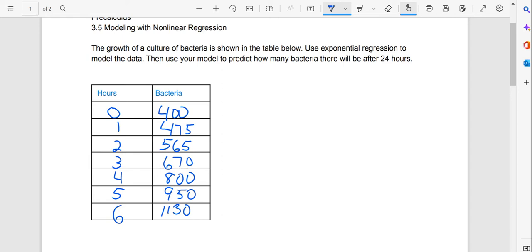Hello, welcome to 3.5, Modeling with Nonlinear Regression. Now, before we get any further, I just want to pause and say, hopefully you watched the video about how to type in these types of functions in your graphing calculator. Even though it only showed you not every single function, but all the different regressions you can find, you start off right next to where you'd find exponential regression, logarithmic regression, etc. They're all right there.